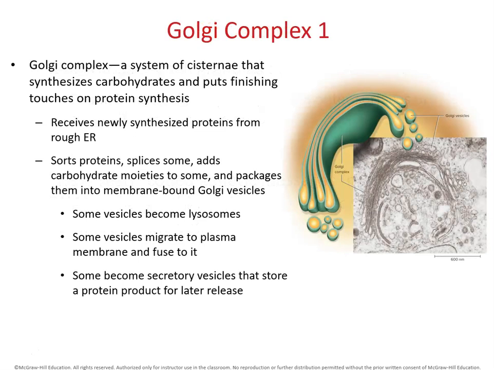Once those proteins are made, the Golgi complex receives the new proteins that come from the rough endoplasmic reticulum and the ribosomes. It essentially finishes those proteins. It can add different elements to the proteins, and it can package them so they're ready to transport within the cell or out of the cell. So the Golgi complex puts the finishing touches on proteins after the ribosomes have assembled them.